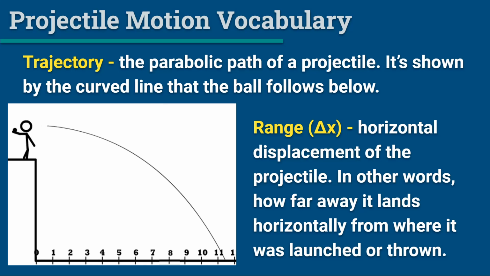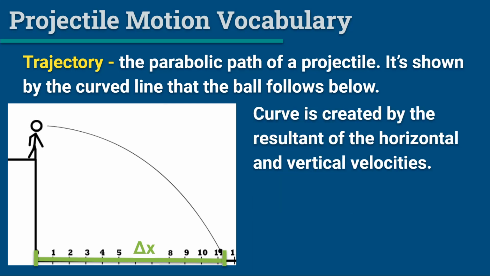The range of a projectile is the horizontal displacement. It's how far away the projectile lands from where it's launched. And so you can label the range. I've labeled it down here on my diagram. Delta x is the variable that we use for range. It's our change in horizontal position. Delta x, change in x. In this case, it's like 11.3 or something, but it is how far away it lands from where it was thrown. So again, trajectory is the path, range is the horizontal displacement, or how far away it lands horizontally.